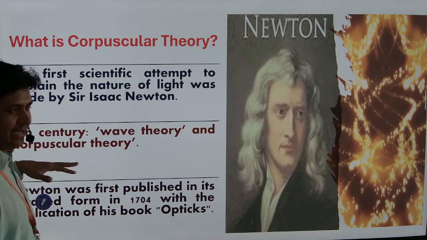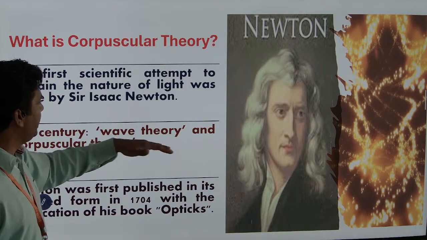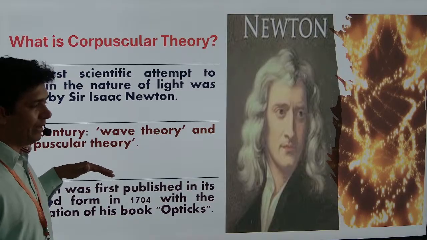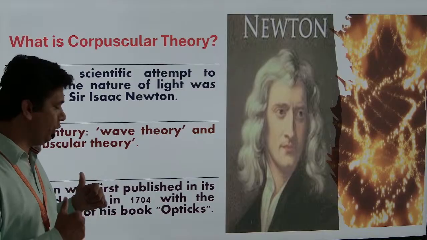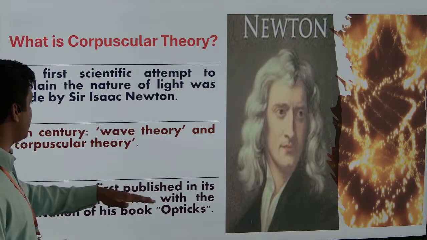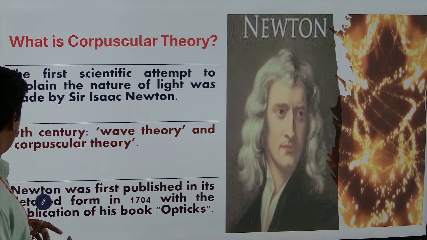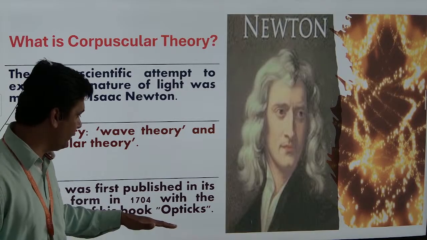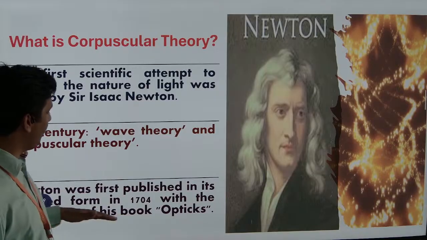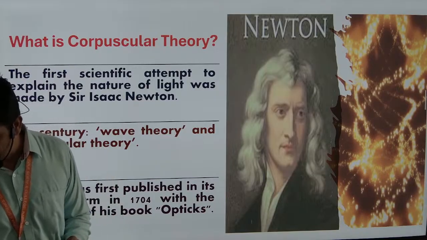Basically, in the 17th century, the wave theory of light and the corpuscular theory of light were the two major theories which came into existence. And Newton was the first to publish it in detailed form, in 1704, with the publication of his book, Optics.